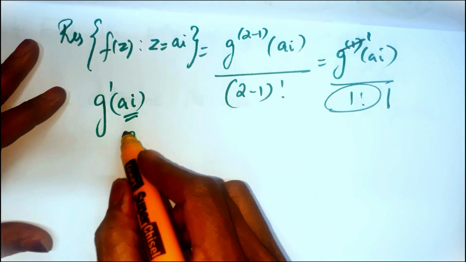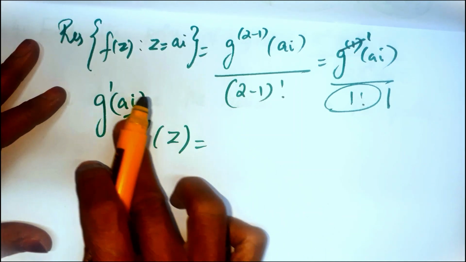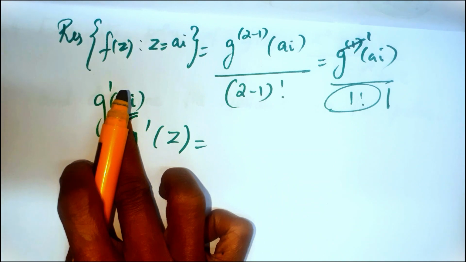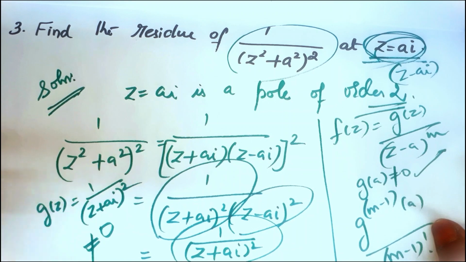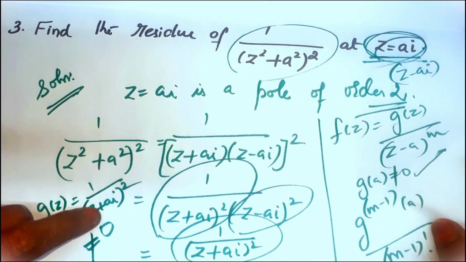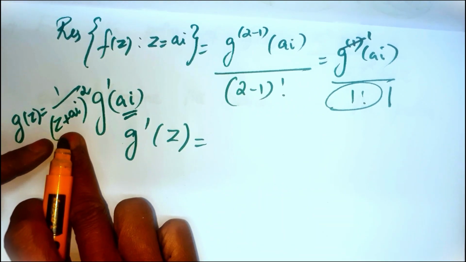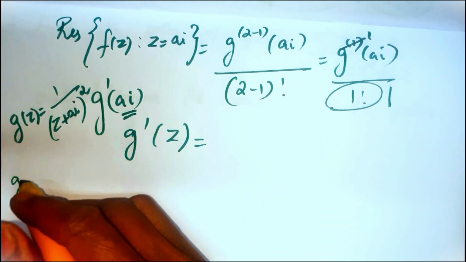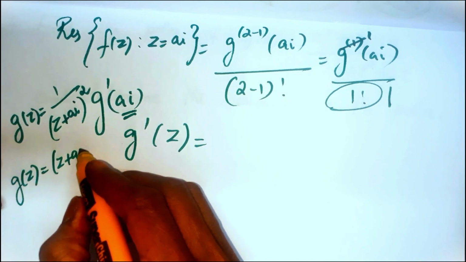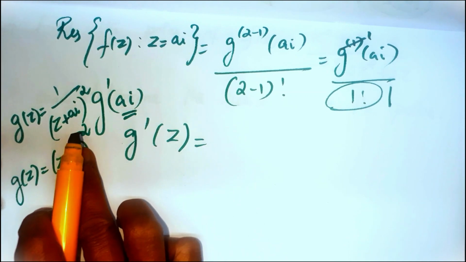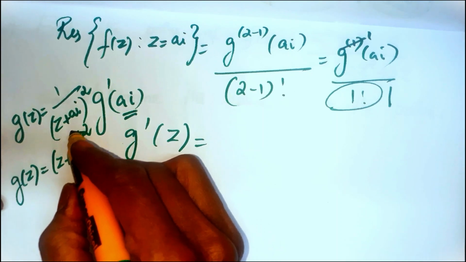So before going to that, we have to calculate what is g dash of z. First we have to calculate this, then we have to substitute z is equal to ai. What is my g of z? 1 by (z plus ai) the whole square. So this term I have to differentiate with respect to z. If you don't know it directly, you rewrite this term as (z plus ai) the whole power minus 2. The denominator has power 2, so I took that to the numerator as minus 2.